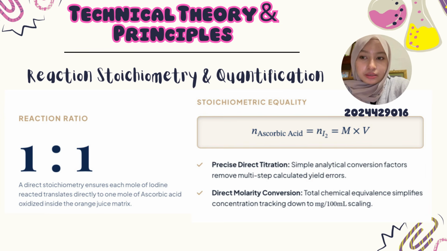Let's talk about reaction stoichiometry and quantification. The beauty of this reaction lies in its stoichiometry. The balanced equation shows a perfect 1-to-1 molar ratio. This means that for every single molecule of iodine that reacts, exactly 1 molecule of vitamin C is destroyed. Once we know the exact concentration of our iodine and the volume we pour from the burette, we can directly calculate the exact moles of vitamin C in our orange juice.